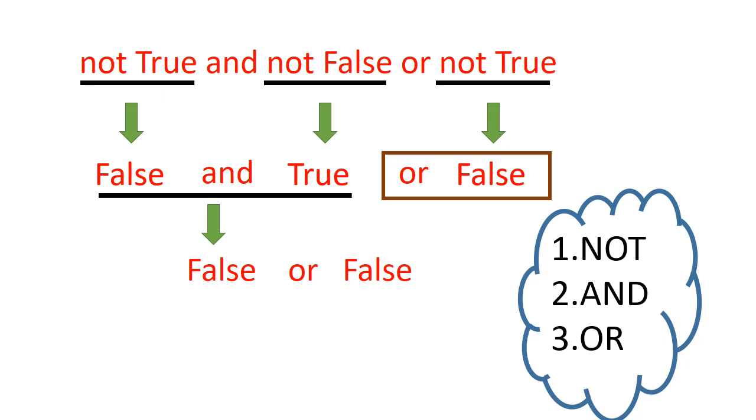Next, I evaluate false or false. The OR operation returns true if at least one of the values is true and false otherwise. Since both the values are false, the result of false or false is false. So the final answer to the expression not true and not false or not true is false.